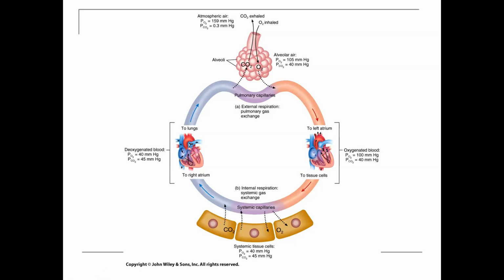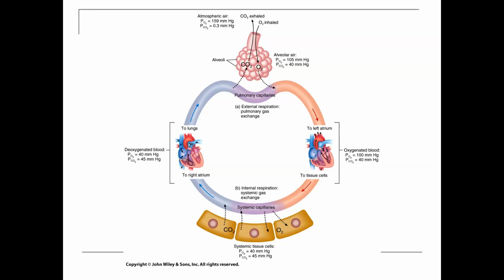External respiration means the movement of oxygen and CO2 across the respiratory membrane. Specifically, oxygen moves out of the alveoli into your pulmonary capillaries. CO2, opposite direction. It moves out of your pulmonary capillaries into your alveoli. So then when you exhale, you get rid of it. That's how we get rid of CO2. That's called external respiration. External because the oxygen is coming from the outside environment and the CO2 is going into the external environment.